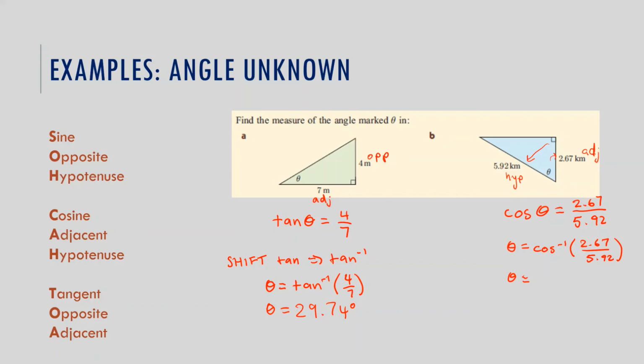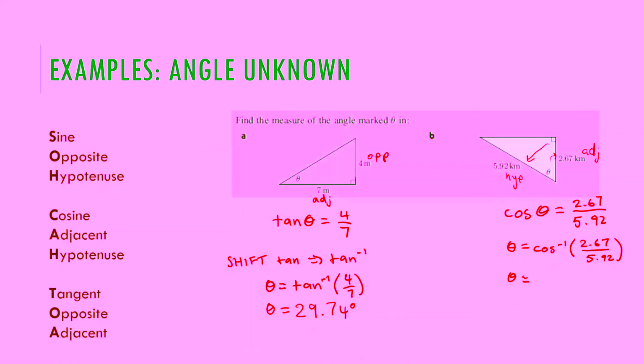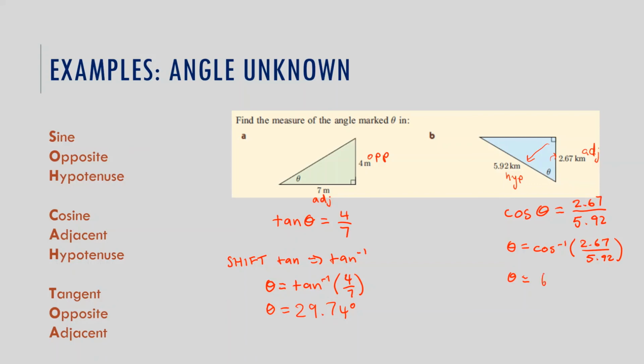So theta will be equal to, I do shift cos, and that should bring up the cos^-1 on your calculator, and then you put in 2.67 divided by 5.92, and that ends up giving me that theta is equal to 63.19 degrees. So what that means is I know that this angle in there is actually 63.19 degrees. So now, hopefully you're able to calculate lengths on any sides using SOHCAHTOA, but you're also able to calculate angles if you're given two sides.